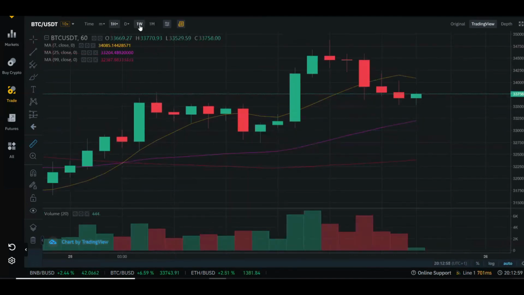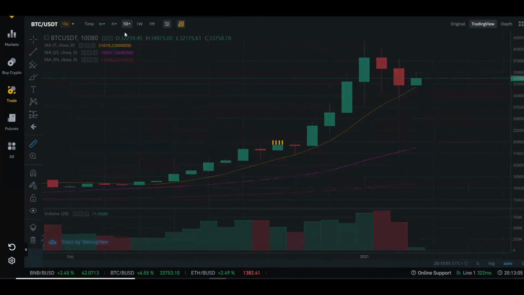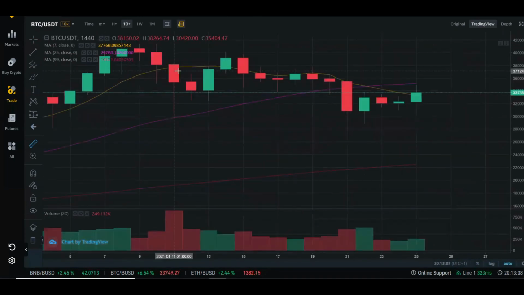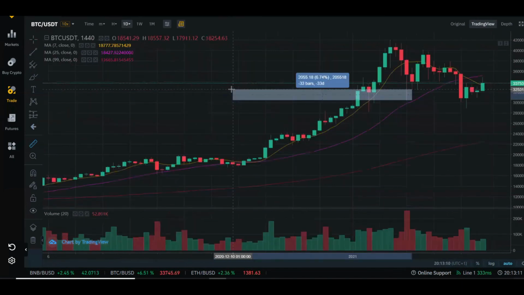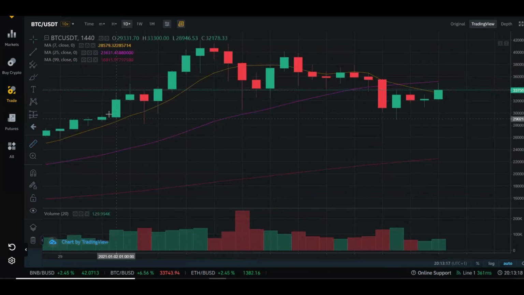So let's take 1 week. So let's take 1 day. So let's try to reduce. So, those who can see, as you can see, it goes up, it comes down, it goes up, it comes down. So our goal is to buy when it comes down and to try to sell when it goes up. So that's what we are going to be doing on trading.